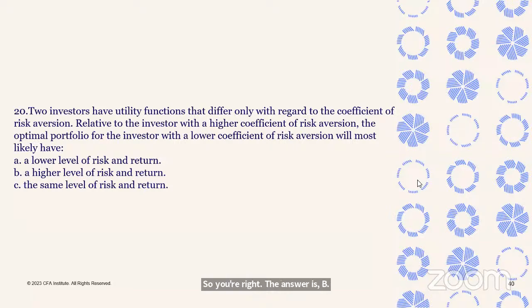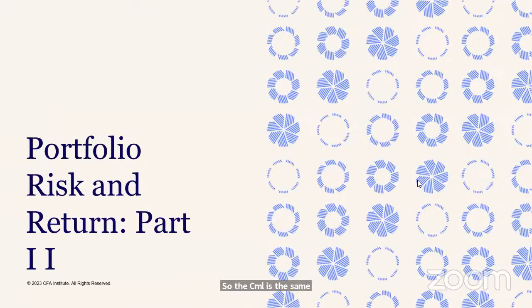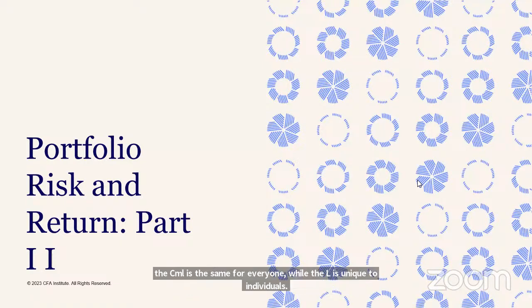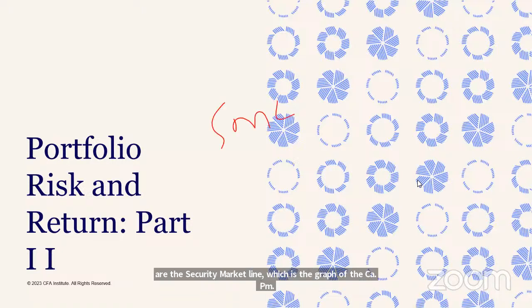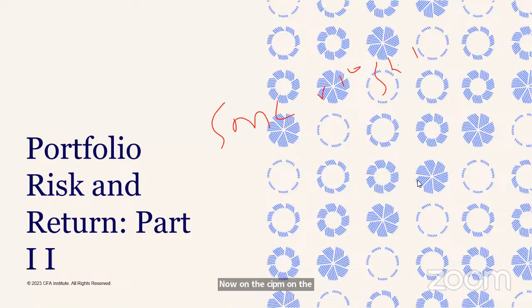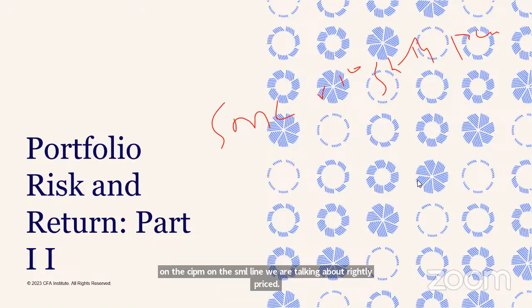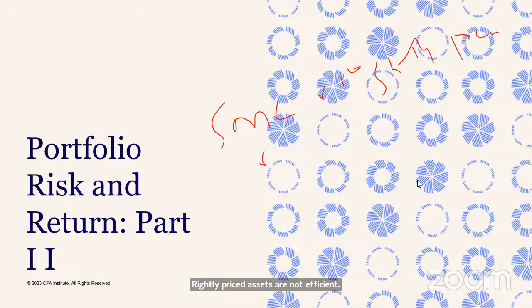So the CML is the same for everyone, while the CAL is unique to individuals. Okay. Then we also have the CAPM, which is a graph. We also have the security market line, which is a graph of the CAPM. Now, on the SML line, we are talking about rightly priced assets and not efficient assets. And the risk we use in this one is beta, while the risk element in the CAL and the CML is the standard deviation. Now, when you have the assets, there is also a straight line from RF going upwards.